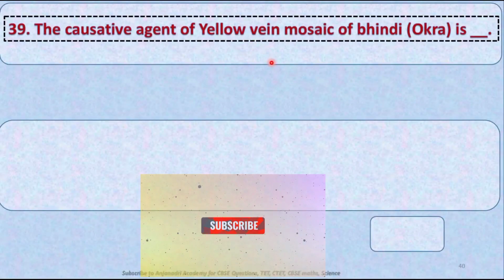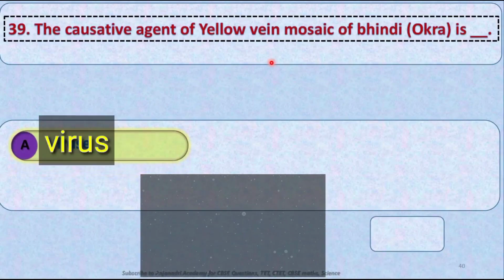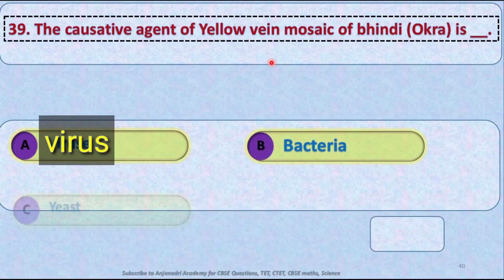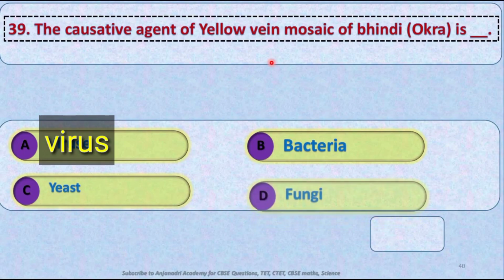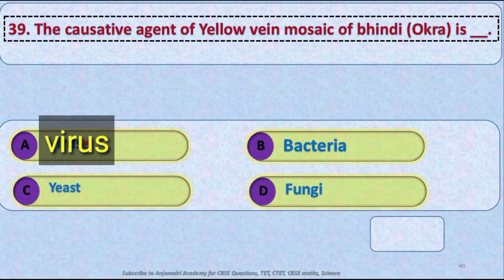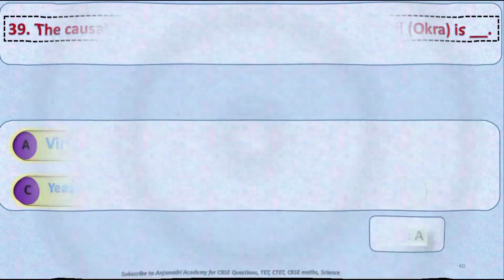The causative agent of yellow vein mosaic of bhindi okra is mainly because of virus, bacteria, yeast, fungi. The correct answer is option A, virus. It is caused by the microorganism virus. Here is the next question.